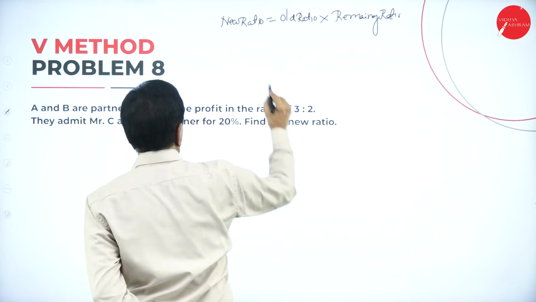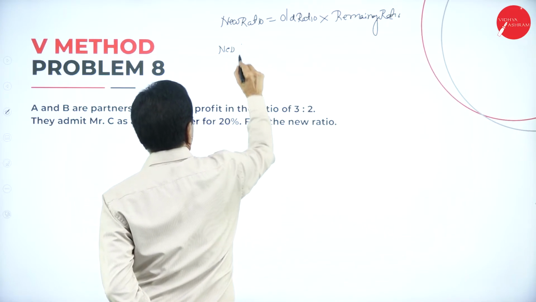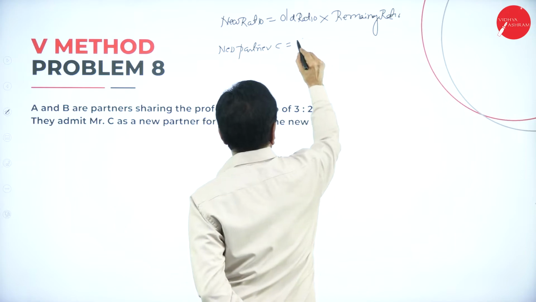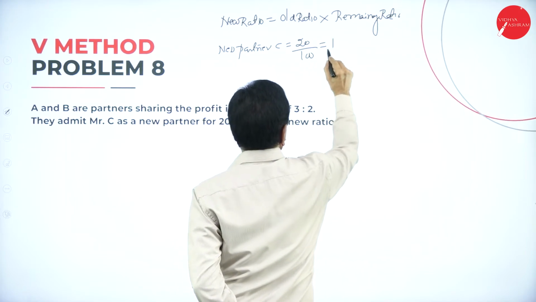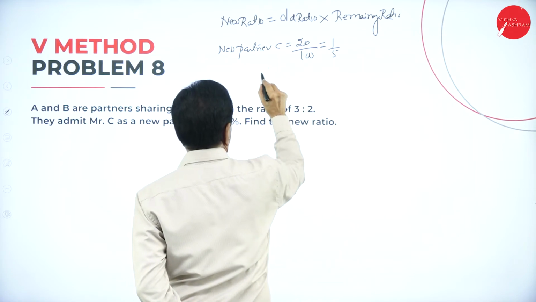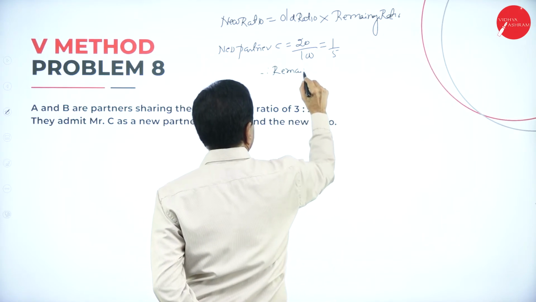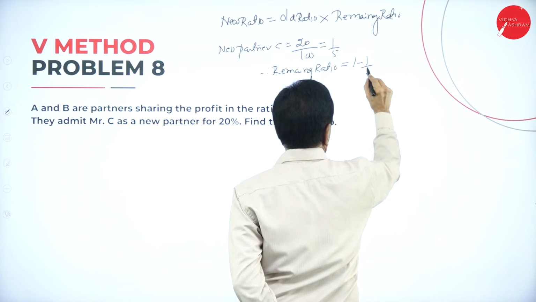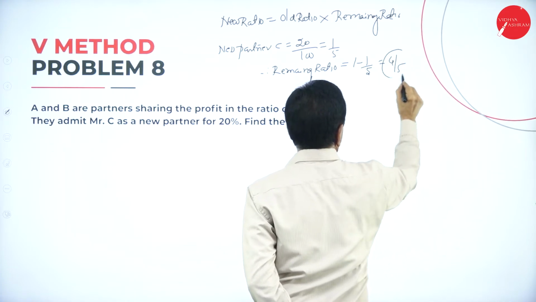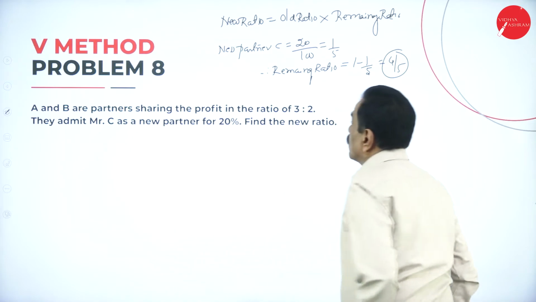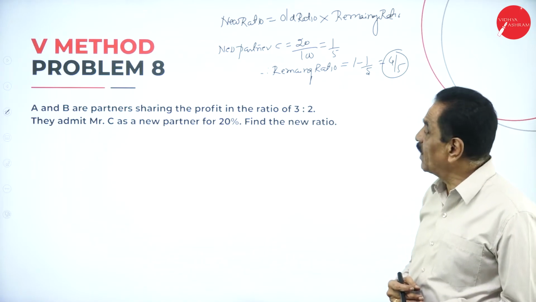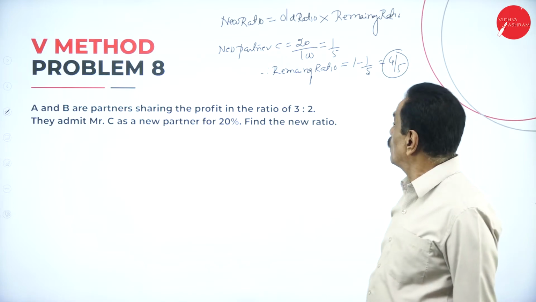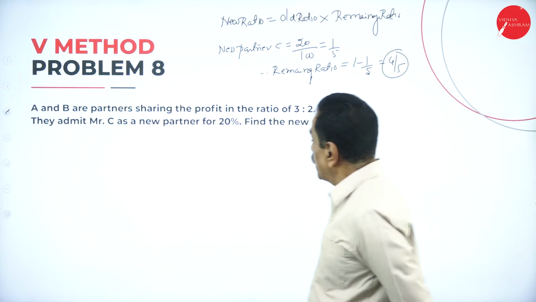New partner C is equal to 20%, which is 20 by 100, that is 1 over 5. Therefore, remaining ratio is 1 minus 1 by 5, which is equal to 4 by 5. This you have to learn. Out of 5, 1 has been given to the new partner. How much is left over? 4. Now we can apply.